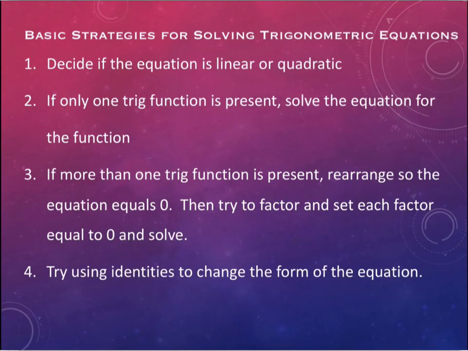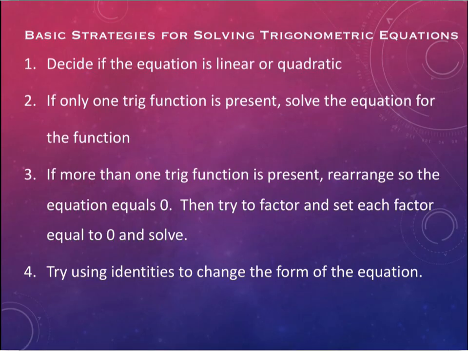So some basic strategies first for solving trigonometric equations. First, we're going to decide if the equation is linear or quadratic. We do deal with linear equations and quadratic equations a little differently, so we need to make sure that when we're looking at it, we recognize what we're looking at. Secondly, if only one trig function is present, we're going to solve the equation for the function. So like if there's a tangent and there's no other trig functions in there, we're going to get tangent all by itself, shift everything else, and move things around like that. But if there's like a tangent and a sine in there, that's not going to work.